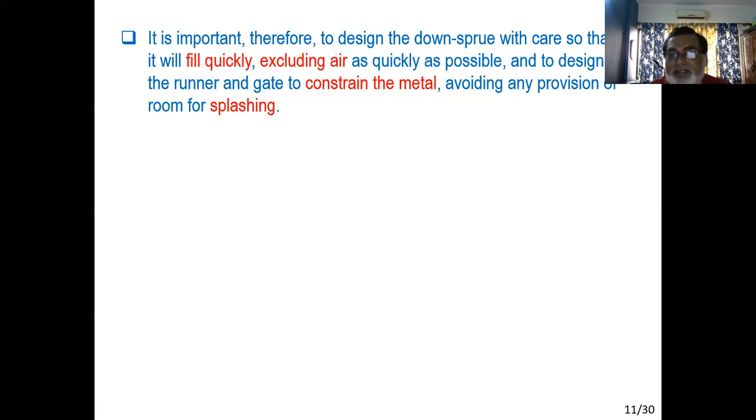There will be no splashing, no turbulence, no vena contracta. There will be no vena contracta, so there will be no negative pressure zone through which air can enter the mold cavity. So that is the main aim of designing the gating system.